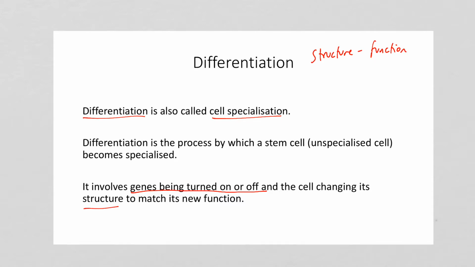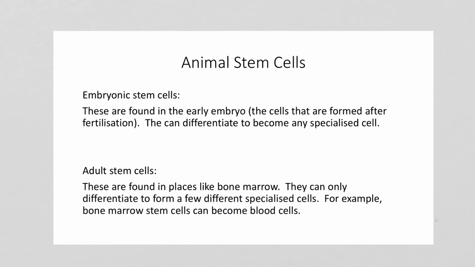So going from your unspecialized cell, your stem cell, to a specialized cell is going to involve not just changes in terms of what genes are being expressed, but also the shape and the structure of the cell itself. So that's going to apply to both animal cells and plant cells. We're going to look at animal cell specific stuff now. And for that, we're going to talk about two different types of stem cells. You've got embryonic stem cells and you've got adult stem cells.